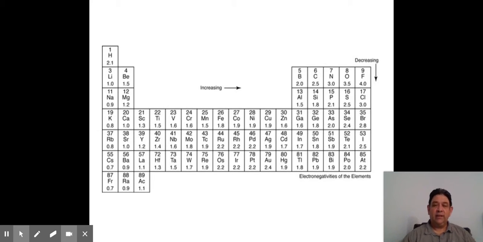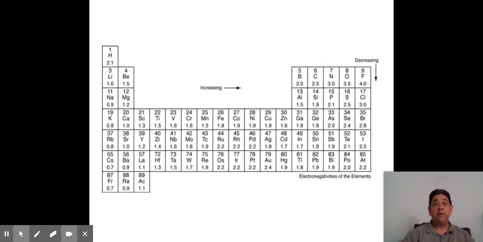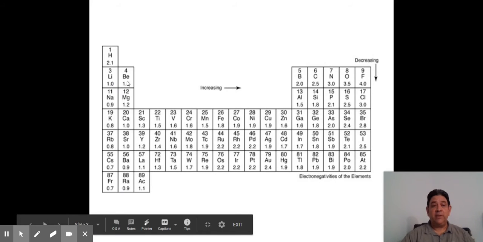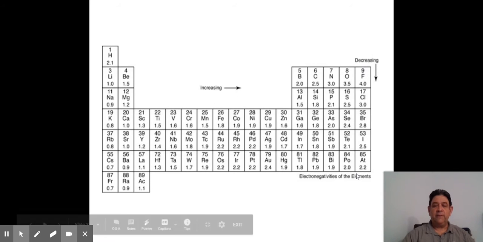The highest electronegativity is 4.0 over here for fluorine, and the lowest is francium's over here, 0.7. So this is the highest, this is the lowest. We already saw that there is a periodic trend that increases electronegativity from left to right. We see that right here. And as you go down the chart, electronegativity decreases.